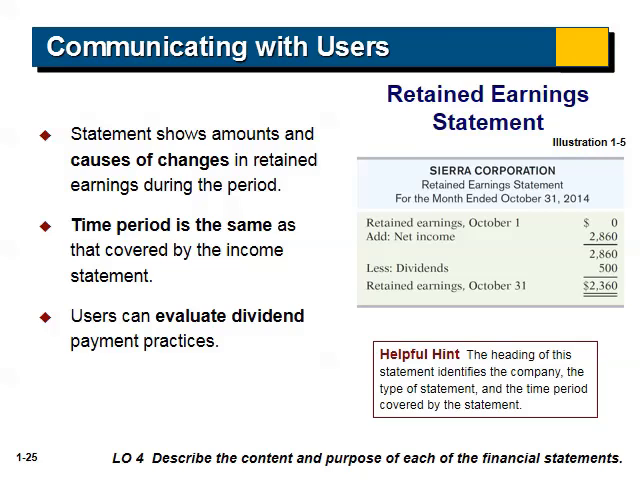So your retained earnings statement shows the causes of changes in retained earnings, which we know is primarily net income and dividends. The time period is the same, covered by the income statement. It's the month of October 31st. And users can evaluate dividend payment practices. They want to know how much of your net income you actually paid out to the stockholders.